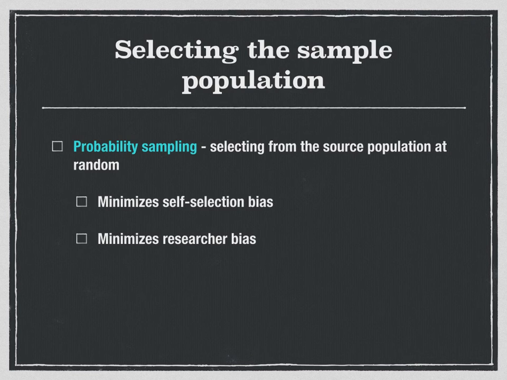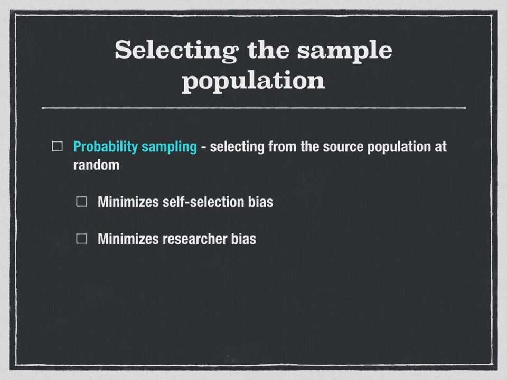However, sometimes it's not feasible to do probability sampling. For example, you might be trying to do a case control study to examine exposure histories in kids with Duchenne muscular dystrophy. If you haven't heard of this disease, don't worry because it's a very rare childhood disease.